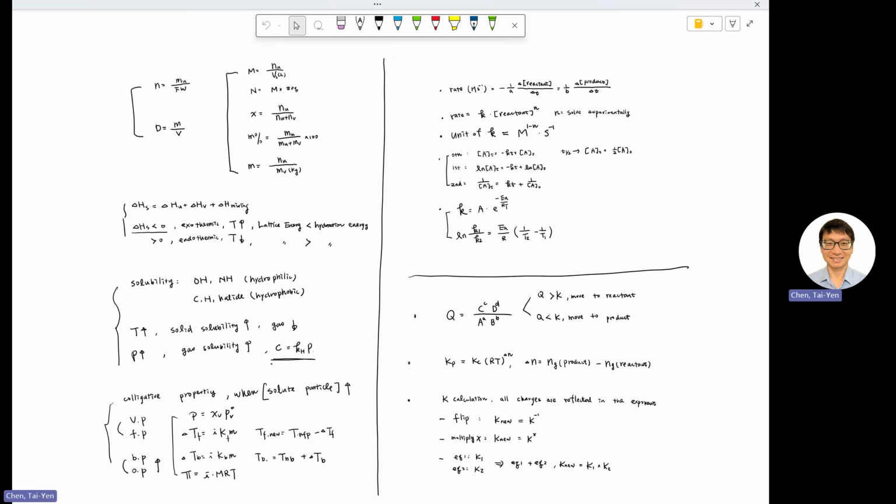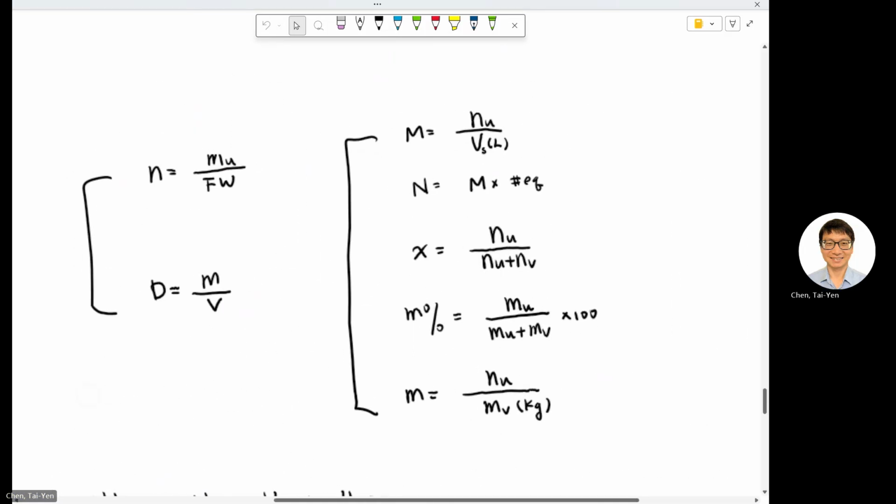I hope by now you have memorized all the definitions of the different concentration terms. The first one is what? Molarity, right? And then normality, mole fraction, mass percent, and molality. So 5 different concentrations, and you should know the definition of each. And when we do this concentration conversion, inevitably you also need to know the definition of moles and the definition of density. Just make sure everybody knows what I'm talking about.